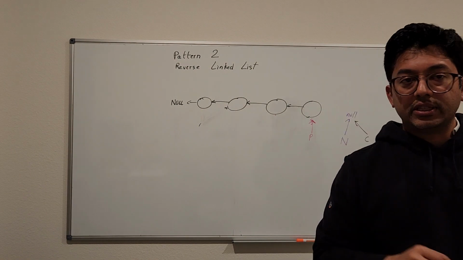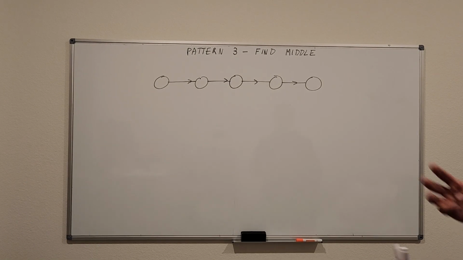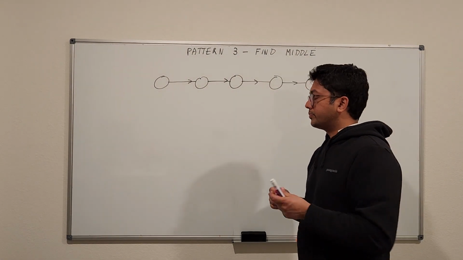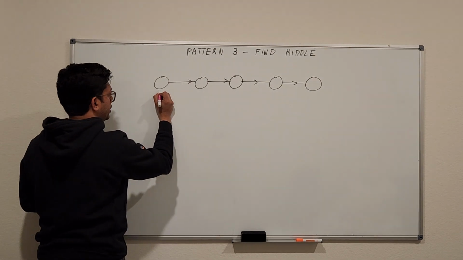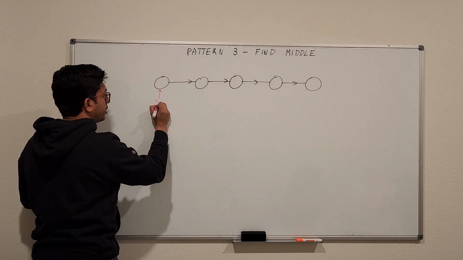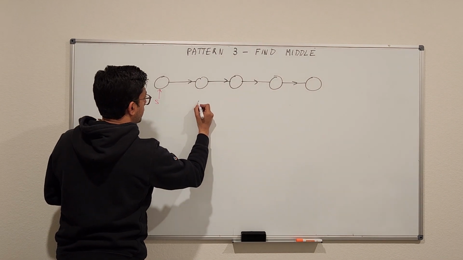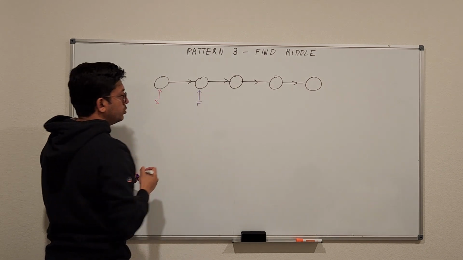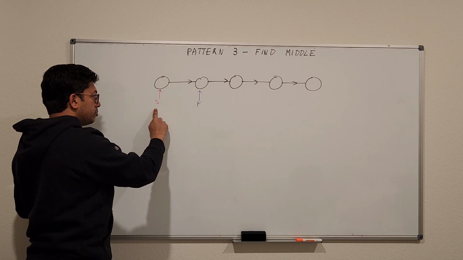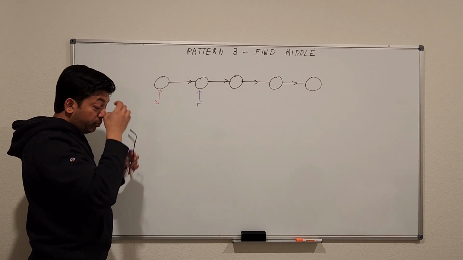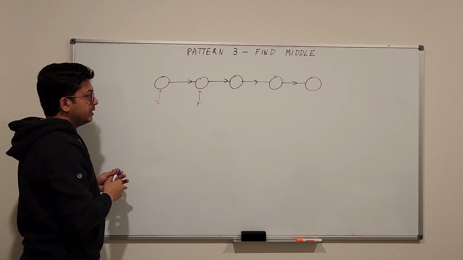So now let's look at the next pattern, the third one. The third pattern is find middle. The way you go about this is you'll have two pointers, a slow pointer and a fast pointer. The slow pointer will point to the first item, fast will point to the next item. And then your algorithm will progress this by 1, this by 2. Then again this by 1, this by 2. And at any point where fast becomes null, that's when you return the slow pointer, and that will be your middle. So let's try it out.